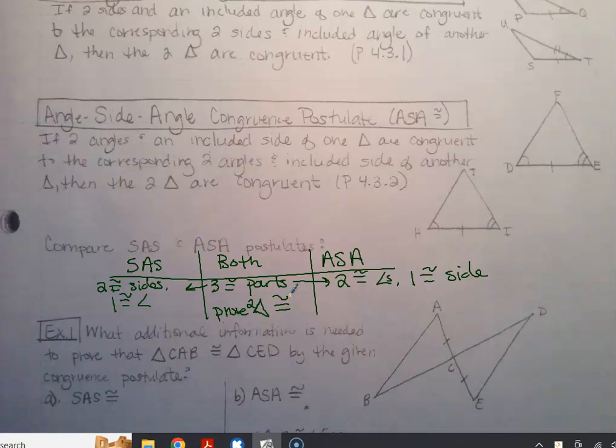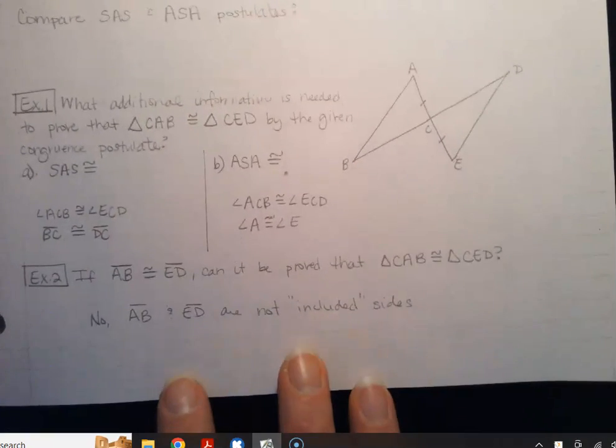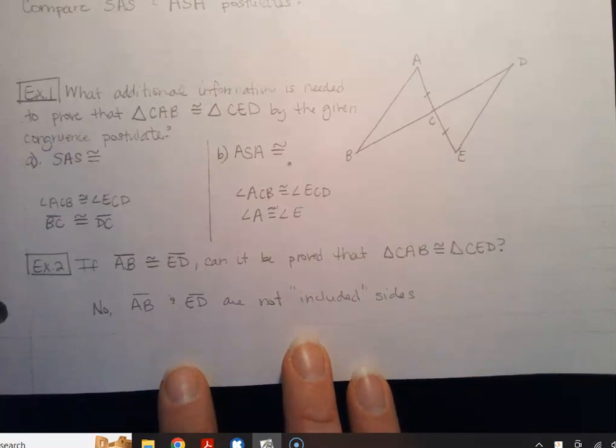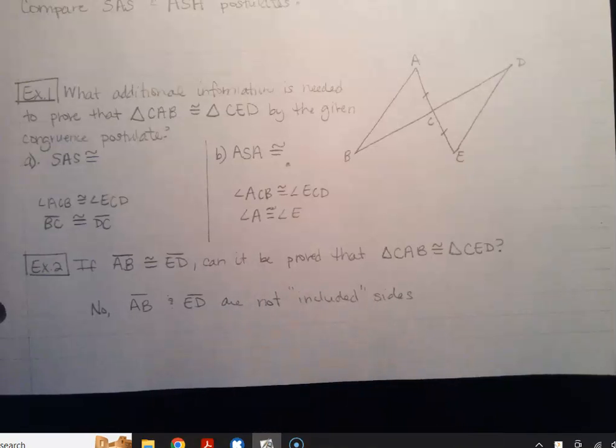Anything else? They don't work if it's not true. Well, that's true. They don't work if it's not true. So we want it to be true. All right, I think that's good. You guys did a great job. On down to the examples. All right, so example 1 says, what additional information is needed to prove that triangle CAB is congruent to triangle CED?